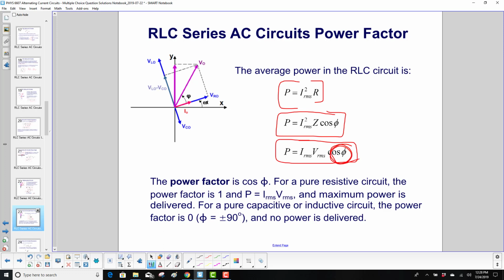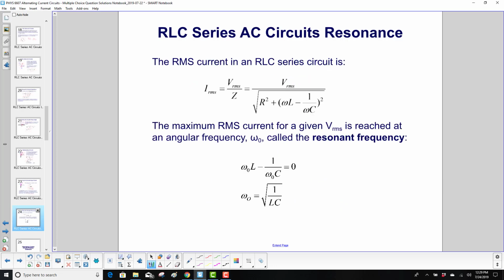For a purely resistive circuit, the power factor is 1, and power equals I RMS V RMS, and maximum power will be delivered to your circuit. For a pure capacitive or inductive circuit, the power factor is 0, because phi will either be 90 degrees or minus 90 degrees, and no power is delivered to the circuit. The RMS current in an RLC circuit is now V RMS over Z, the impedance.